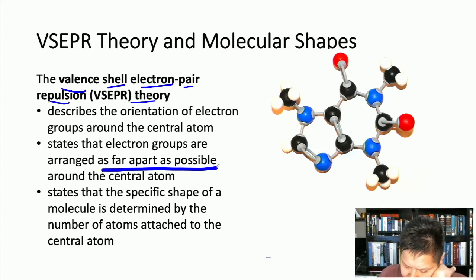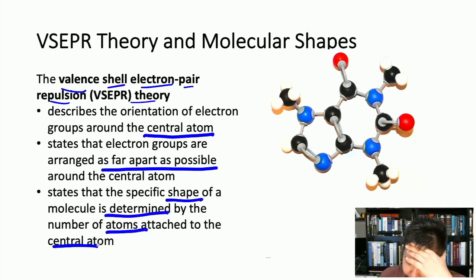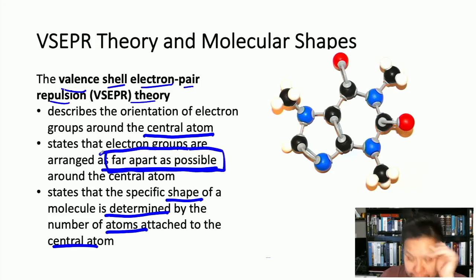We already know the first one here because it says around a central atom, and you saw that when I did the carbon dioxide example. And then the shape is determined by the number of atoms that are attached to the central atom. So the biggest thing here is that VSEPR theory is all about electrons being as far away as possible from each other when they form bonds, when they form covalent bonds. That's the biggest thing. Just remember that.